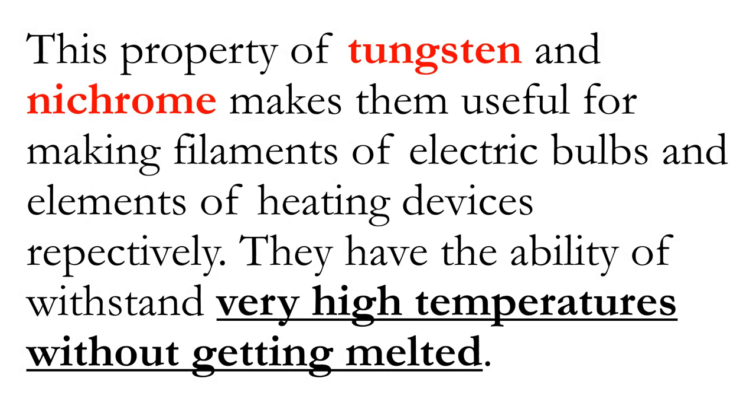This property of tungsten and nichrome makes them useful for making filaments of electric bulbs and elements of heating devices respectively. They have the ability to withstand very high temperatures without getting melted.